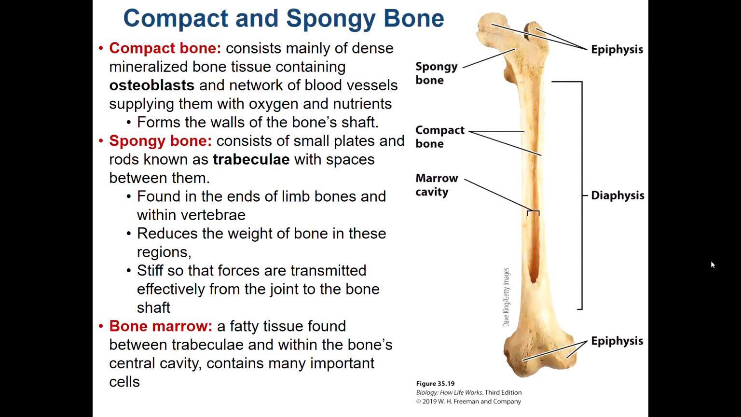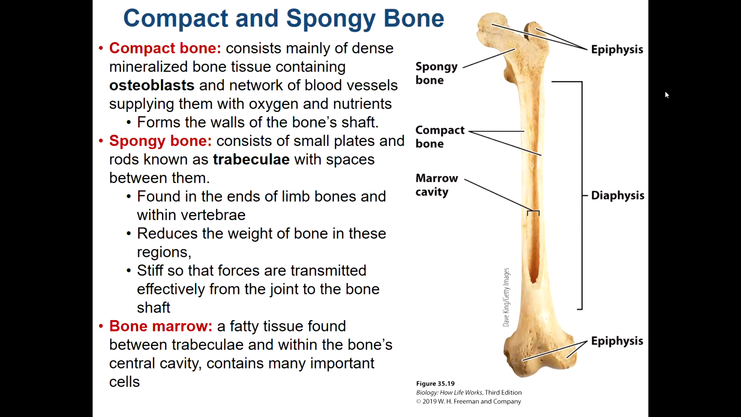Spongy bone consists of small plates and rods known as trabeculae, with spaces between them. And that's why it's called spongy, because there are spaces, or if you look up here, it looks almost like a sponge. The spongy bone is found in the end of the limb bones and within vertebrae. Spongy bone is very important because it reduces the weight of the bone in these areas, which are typically where things such as joints form. But they are stiff so that forces are transmitted effectively from the joint to the bone shaft.